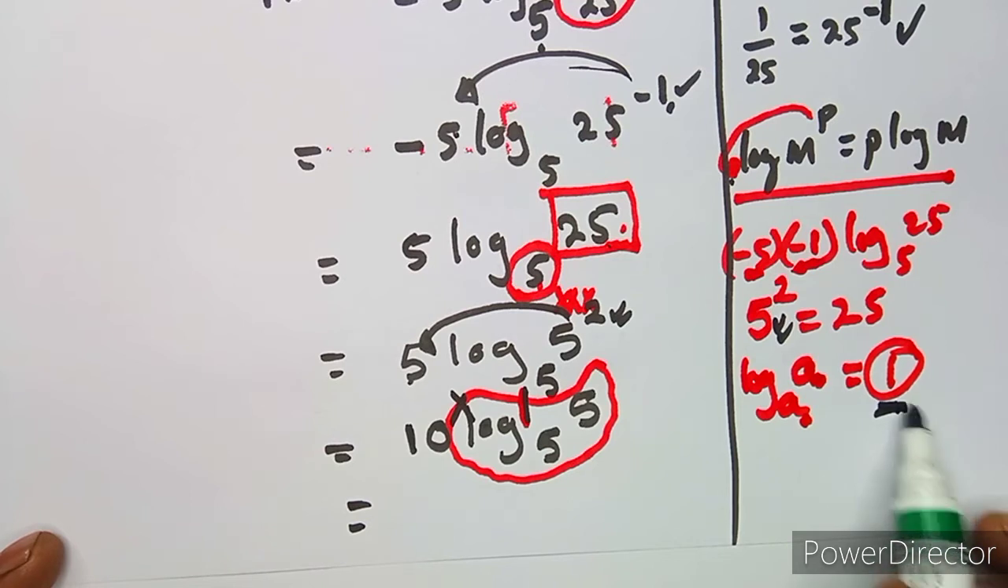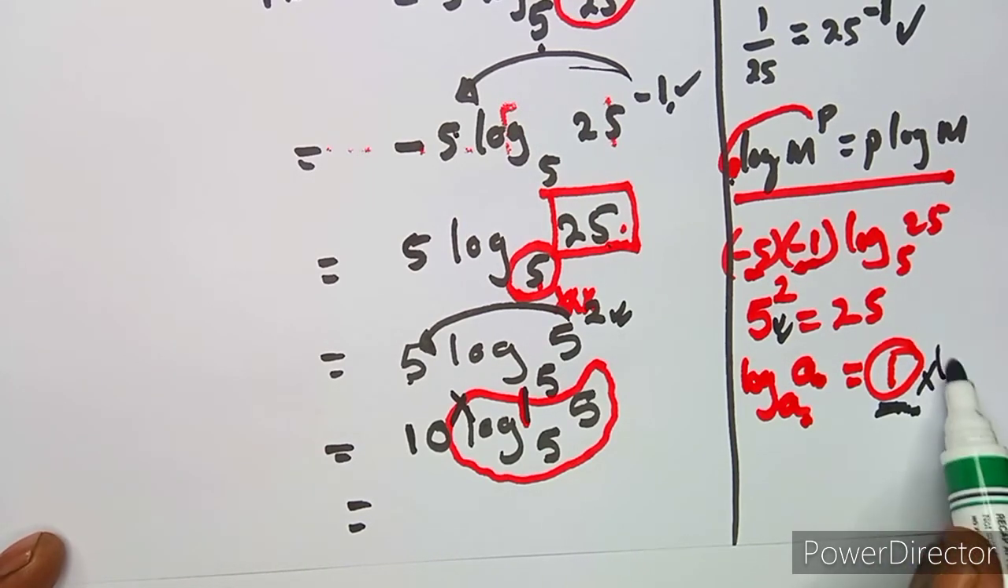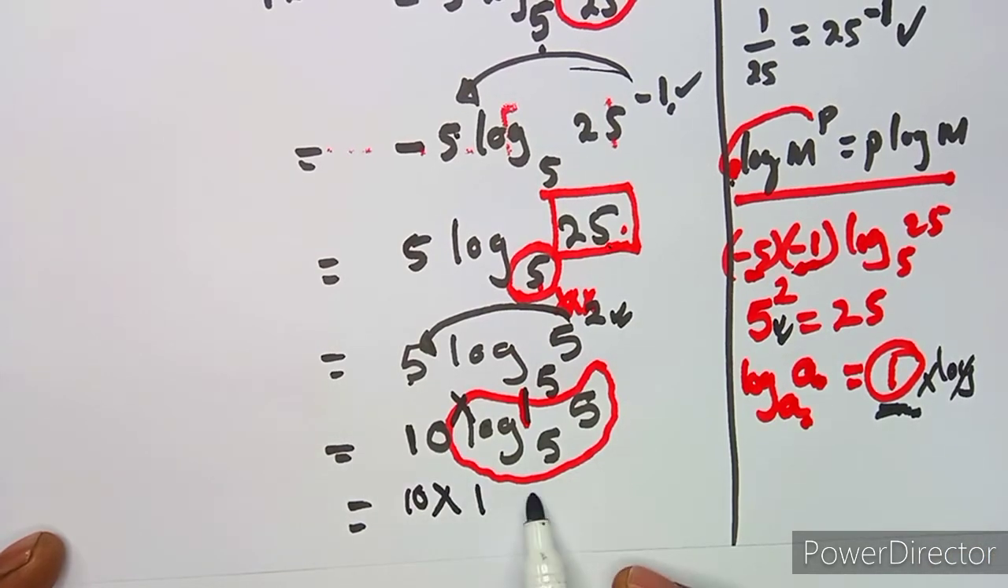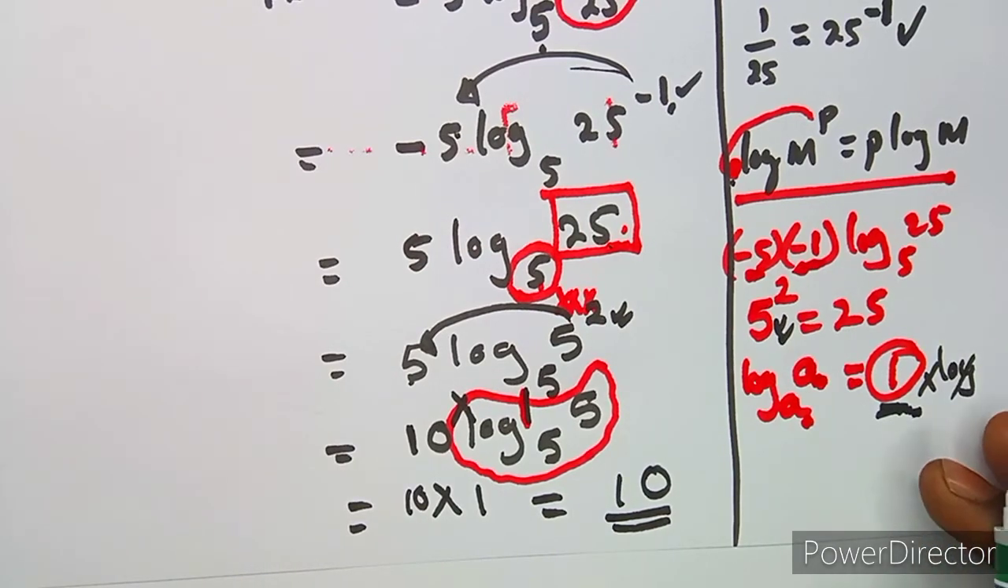There's no log here, it's just a direct number which is 1. There's no log here. Okay, so which means you're going to be left with 10 times 1, which is equal to 10. So that is what you're going to have from this part.